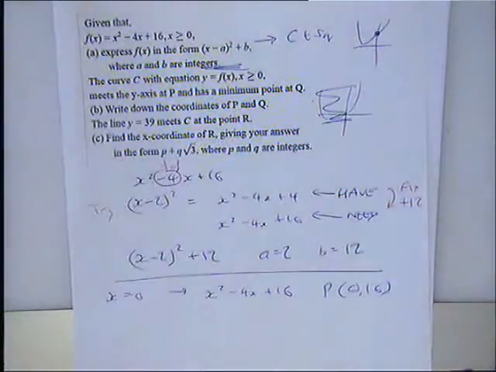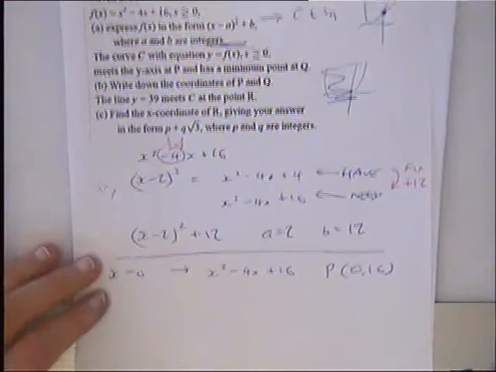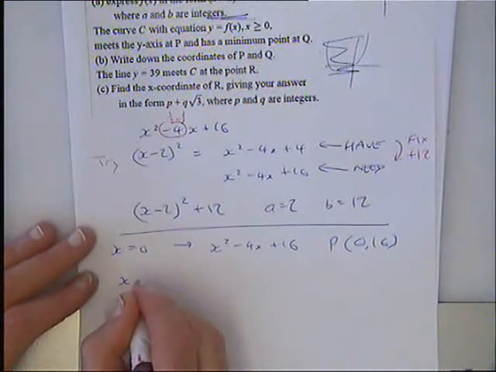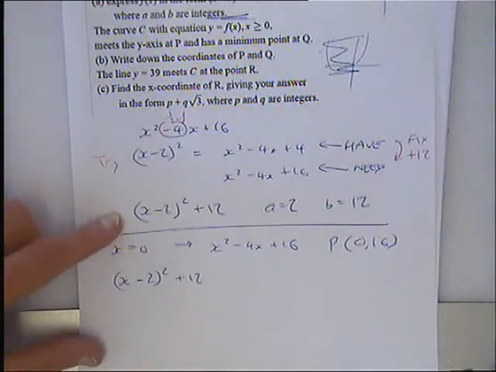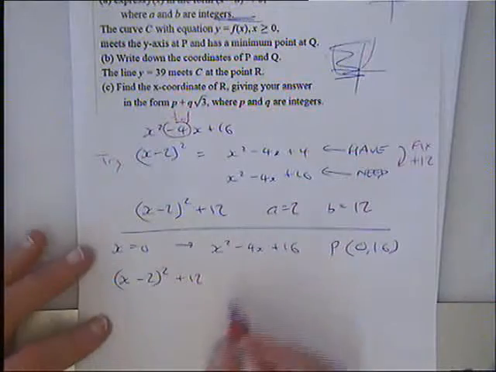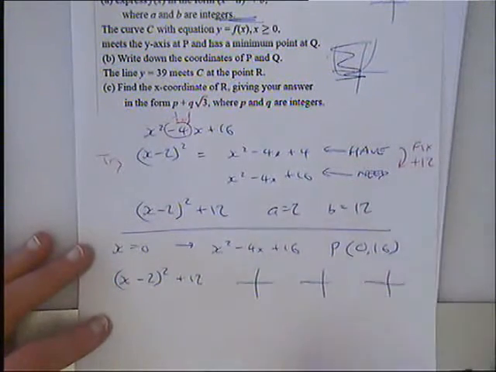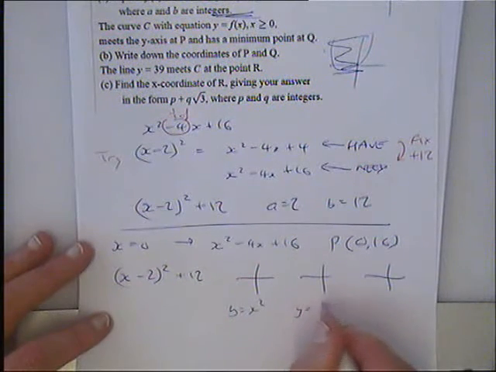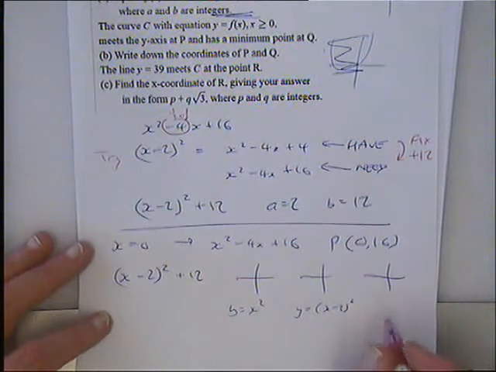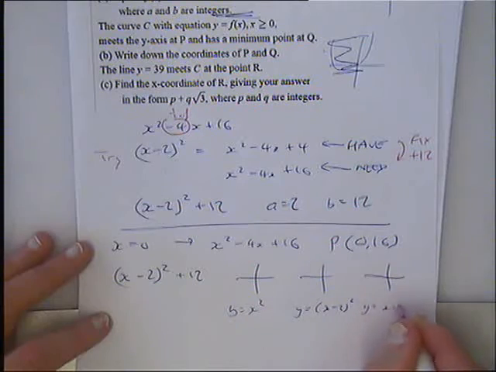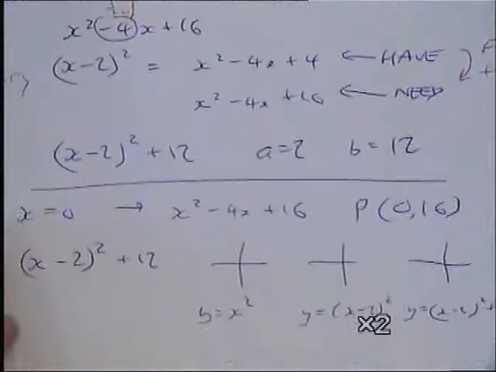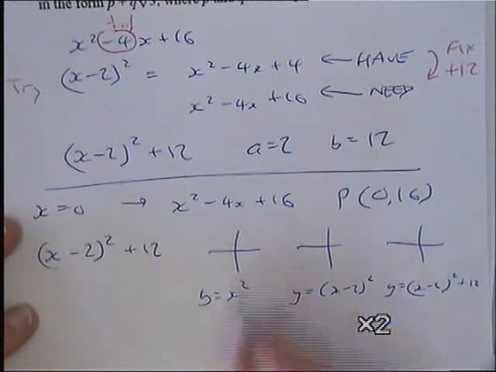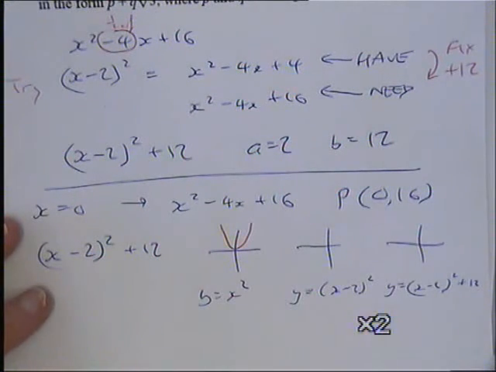And then it says it's got a minimum point at Q. So I'm going back to the completed the square version, and I'm going to do 3 sketches. First of all, y equals x squared. Then y equals x minus 2 all squared. Then the final version, y equals x minus 2 all squared plus 12. Y equals x squared, we know what it looks like.